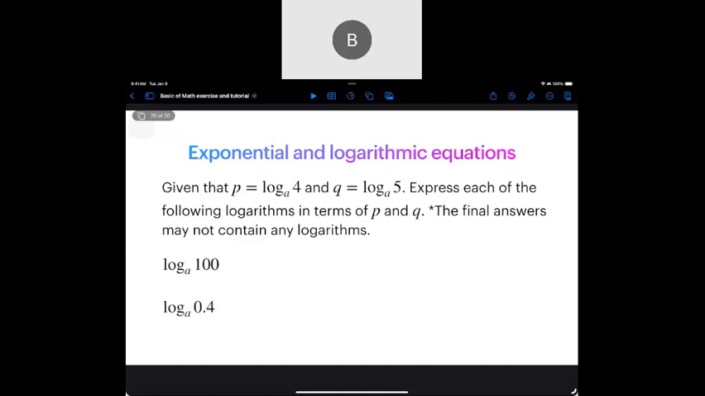Okay, Ben? So you can find 100 in terms of 4 and 5s. What I did is it would be log A of 5 times 5 times 4, or 5 squared times 4. I separated it so that you can use the product rule, and it becomes log A 5 plus log A 5 plus log A 4, and then it becomes 2Q plus P.